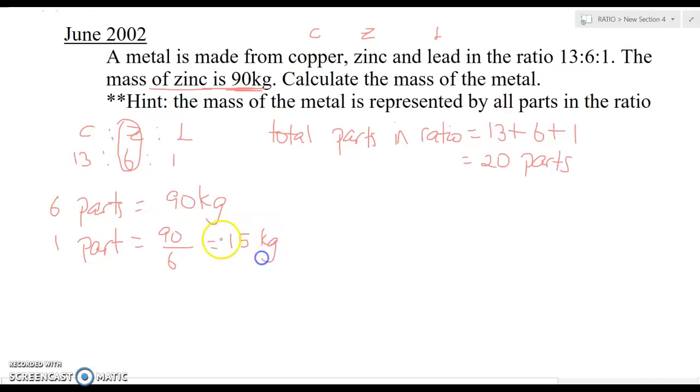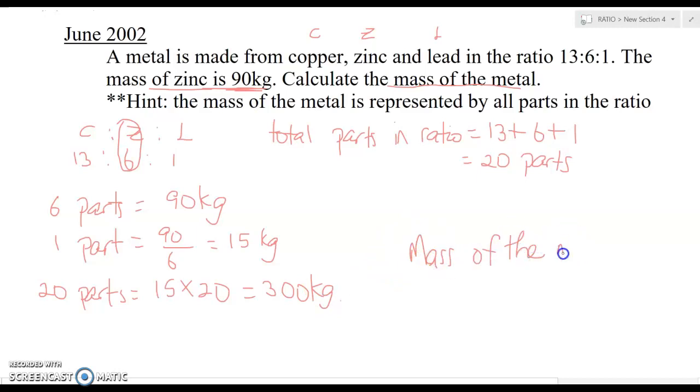So that's 15 kilograms. And then we want to find the mass of the metal, which is all the parts in the ratio, right? So therefore 20 parts would be the amount for one part, which is 15 times 20. And then we will get 300 kilograms. So the mass of the metal is 300 kilograms, right? Very simple.